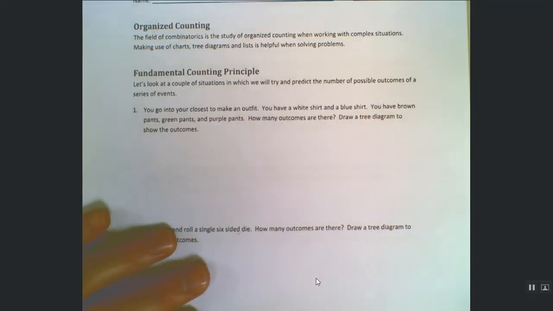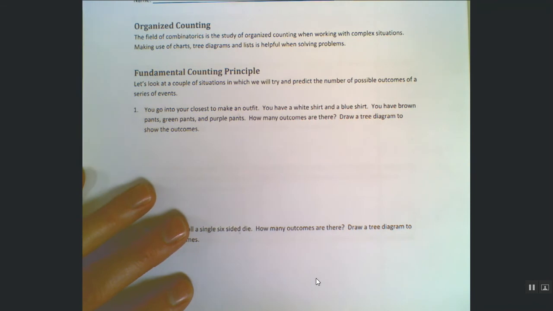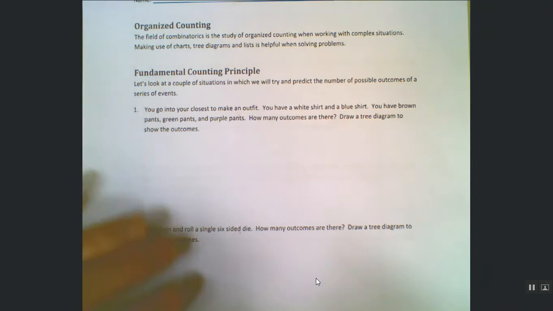Let's say that you go into your closet and you want to make an outfit, and inside your closet, for whatever reason, you only have a white shirt and a blue shirt. You also have brown pants, green pants, and purple pants. So basically the question is, how many outcomes are there if you went in and randomly picked a shirt and randomly picked a pair of pants to put on? We'll start with drawing a tree diagram to show us the number of outcomes, and then we'll see how we can do this in a slightly different way.